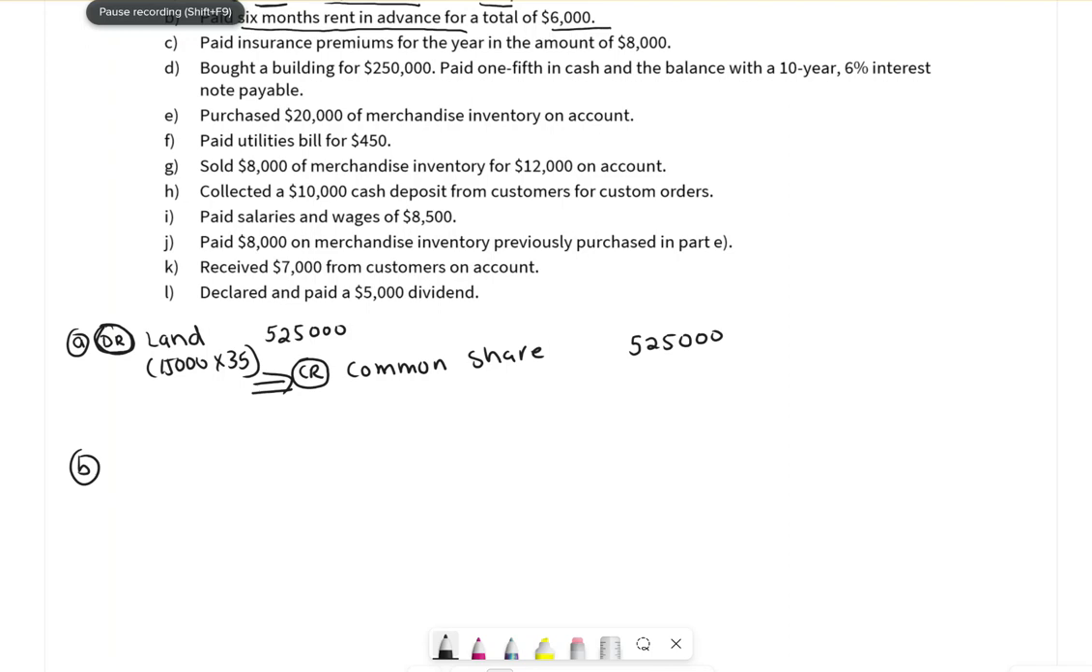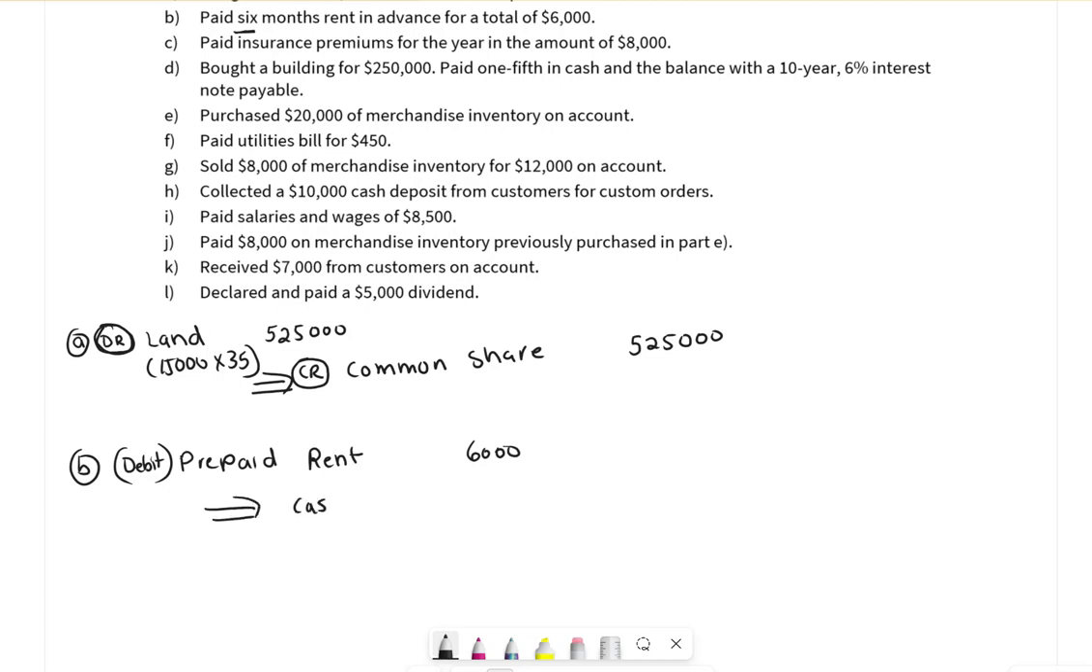We paid the rent in advance, $6,000 for the 6 months of rent. Anything paid in advance, we call it a prepaid expense, or in this case, prepaid rent. The debit will be prepaid rent, and as accountants we automatically know that if you don't indent it, it is a debit, and the amount is $6,000. And we have cash, indented, and that will be $6,000.